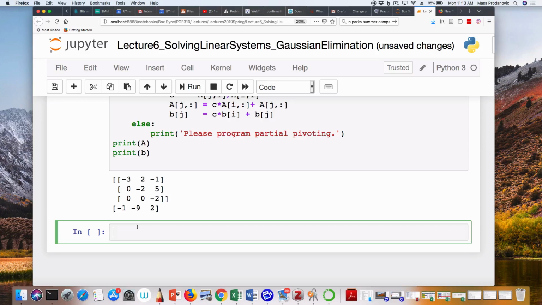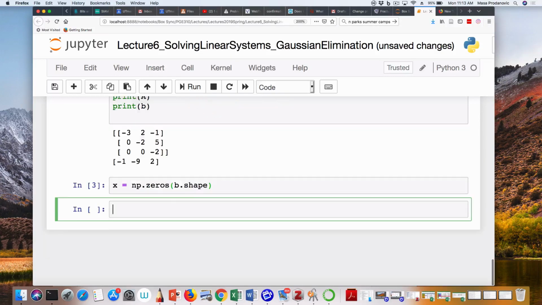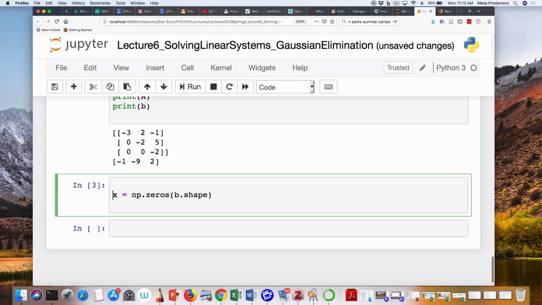So here's how I'm going to do this. First, I want to get x. This is computer. Computer doesn't know anything about my solution x just yet. We have just changed matrix A and B. So first thing I'm going to do is I'm going to allocate memory. So it's NP array or NP zeros of the same size as B shape. Okay. So now I just have it in my memory. So this is just allocating memory for solution.